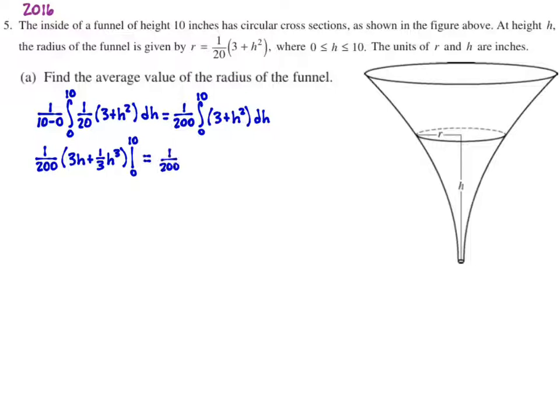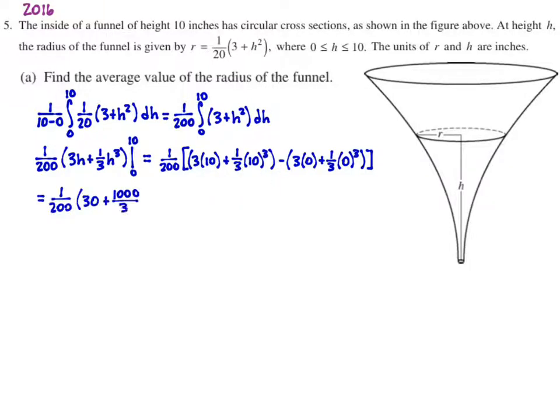So we plug in 10 to our h's, and we plug in 0 to our h's, and then we subtract those. Notice I put the 1 over 200 outside brackets because we are multiplying our results of our integral by that. Then I'm going to go ahead and simplify that. 3 times 10 is 30. 10 cubed divided by 3 is, we're just going to say 1,000 over 3. And then the rest of that zeroes out. To simplify this further, we're going to get a common denominator here. So that's going to be 90 over 3. So that's 1,090 over 3. And then multiply that by 1 over 200. And then we end up simplifying all of that to 109 over 60.